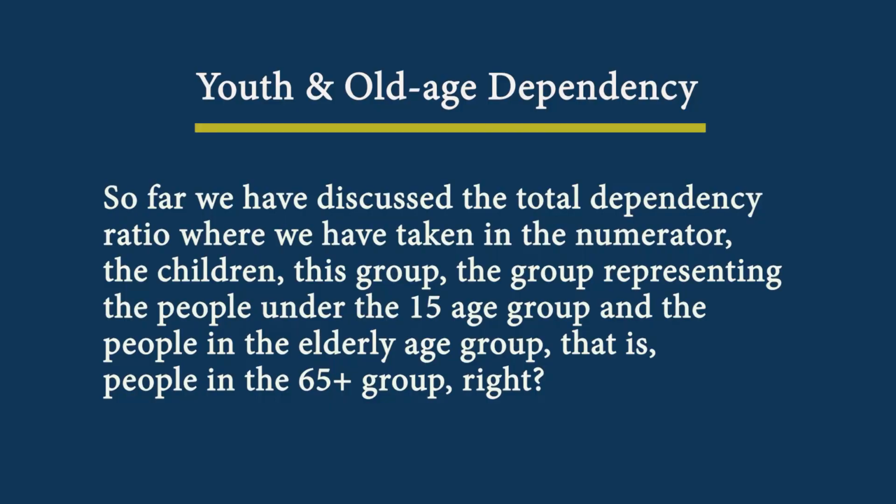Moving on, youth and old age dependency. So far we have discussed the total dependency ratio, where we have taken in the numerator the group representing people under the age of 15 and the people in the elderly age group, that is people in the 65 plus group. These two we have taken together in the numerator, and in the denominator we have taken the working age population.